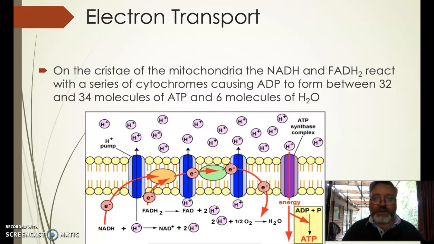This occurs in the cristae of the mitochondria, and all those NADHs and FADHs interact with these things called cytochromes, and so they bring a whole lot of ADP in, and the ADP get phosphates attached to them, and they become ATPs, and you can get between 32 and 34 here. And again, some more waste. These 6 molecules of water are produced.